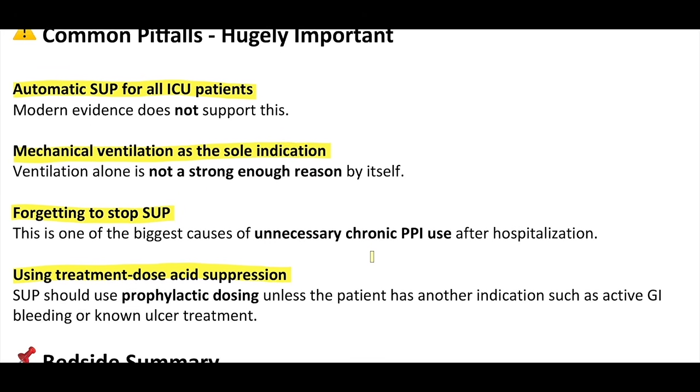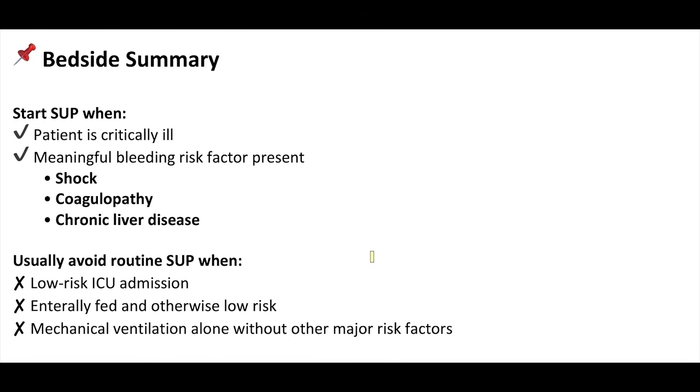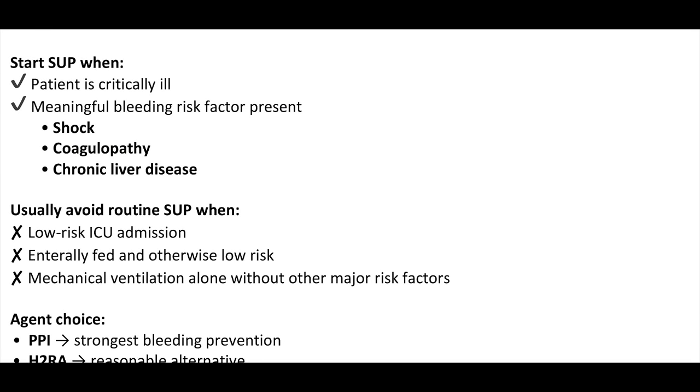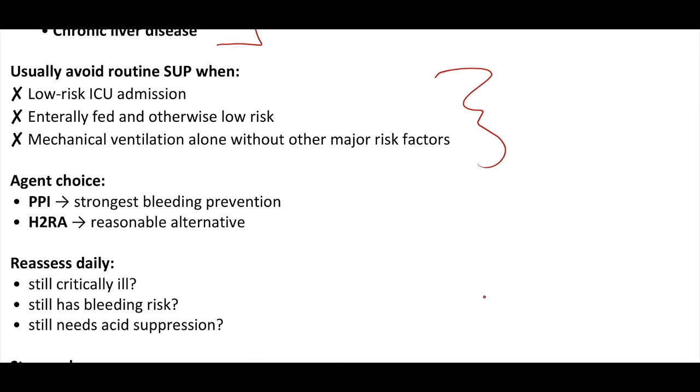So make sure you're doing the lowest dose you can. So bedside summary here: start stress ulcer prophylaxis with critically ill patients with a meaningful bleeding risk factor such as shock, coagulopathy, or chronic liver disease. Avoid routine stress ulcer prophylaxis when it's a low-risk patient, they're enterally fed and otherwise low risk, or they have mechanical ventilation alone, because these are not strong indications for stress ulcer prophylaxis in and of themselves.